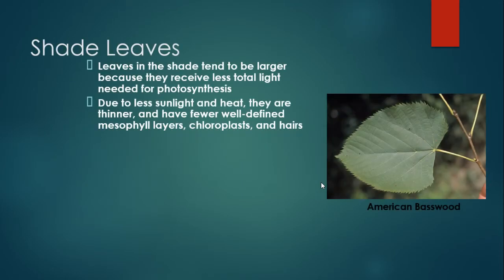A shade leaf. These are leaves in the shade. They tend to be larger because they need to receive more sunlight, and they're getting less sunlight in total, so they have to be bigger so they can capture any available light that's out there. Due to less sunlight and heat, they are going to be thinner. They have fewer well-defined mesophyll layers, chloroplasts, and hairs.